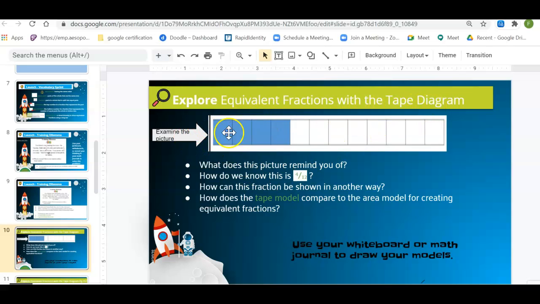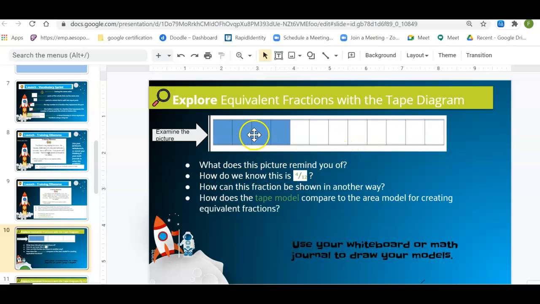And we've got a picture of a tape diagram that's right at the top right here. And I want you to take a minute to look through it, examine it really carefully, and we're just going to look at some of the questions on here. All right, so looking at the picture again, and looking at some of the questions beneath it. So what does this picture remind you of? You could have said maybe a ruler, possibly.